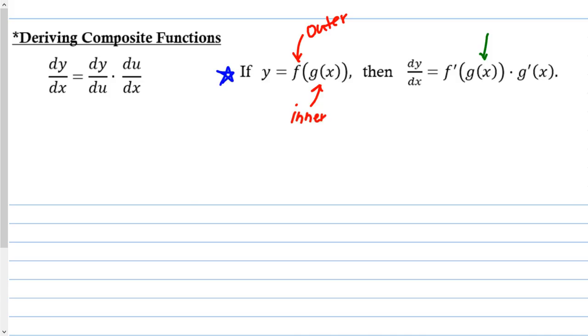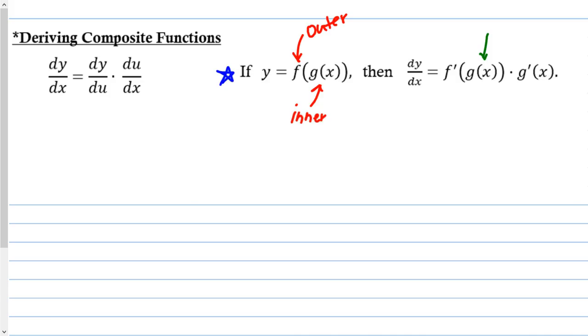So f prime of g of x, right, you're deriving the outside part of it, but the inside part, g of x, is still going to be g of x. That doesn't change. What changes is the stuff around it. And then when you do derive g and get g prime, that is just the derivative of g.